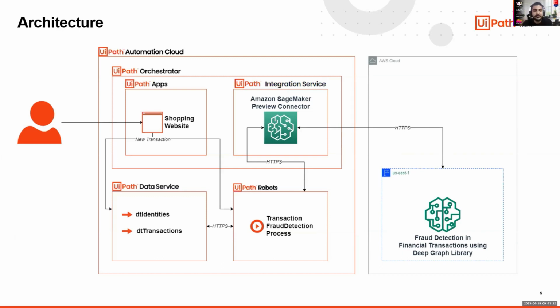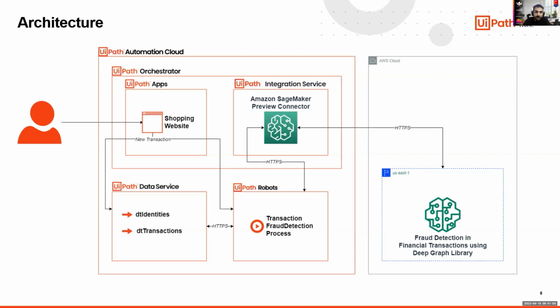Thank you, Humberto. As Humberto is saying, this is the architecture diagram we went for in a synchronous, or real-time, scenario. We used a couple of different UiPath services from Automation Cloud that you might be familiar with, as well as a machine learning model that is hosted on AWS SageMaker.